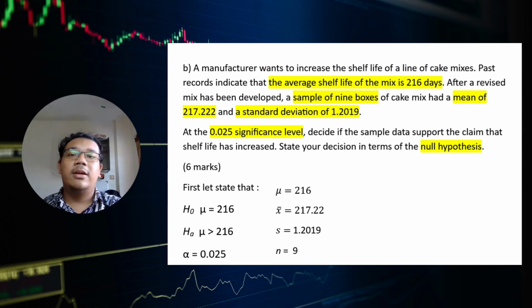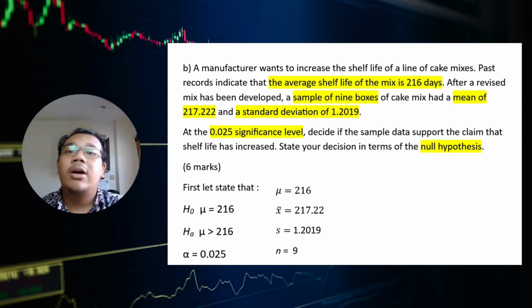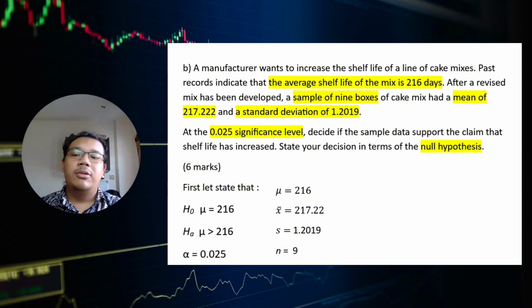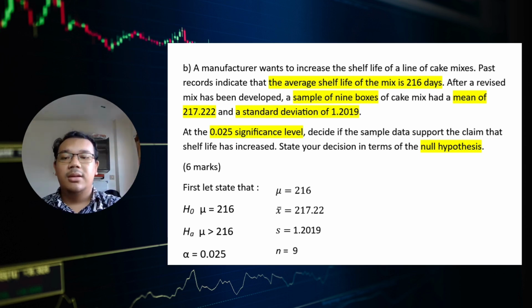Okay, now we apply what we have learned to this question. First, the first step is to state our hypothesis. Our null hypothesis, H0, is mu equals 216. That means our shelf life has not increased. Next is HA, the alternative hypothesis: mu is bigger than 216. Our shelf life has increased. And next step, we take our significant level, alpha equals 0.025.